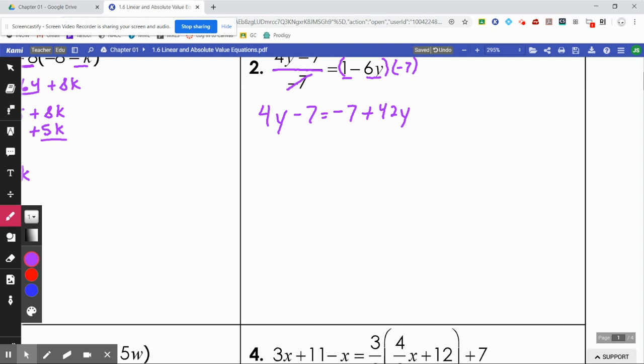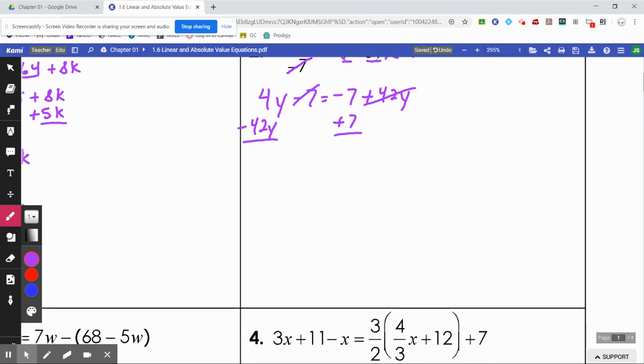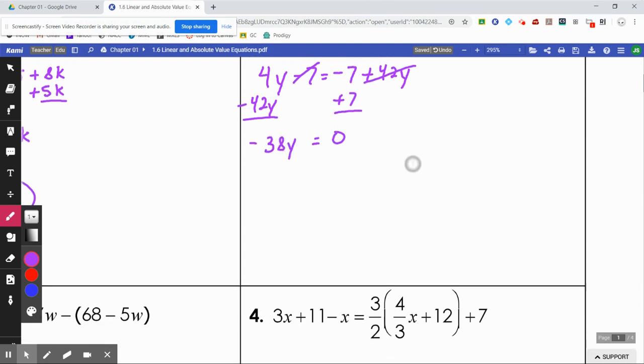Move all your y's to the same side. It doesn't matter which one you move. We'll just move the plus 42y by doing minus 42y. If you're going to move your y's to the left, let's move our numbers to the right. So mark out minus 7 and add 7. Equal sign is in the middle. 4 minus 42 is a negative 38y. Negative 7 and positive 7 is 0.